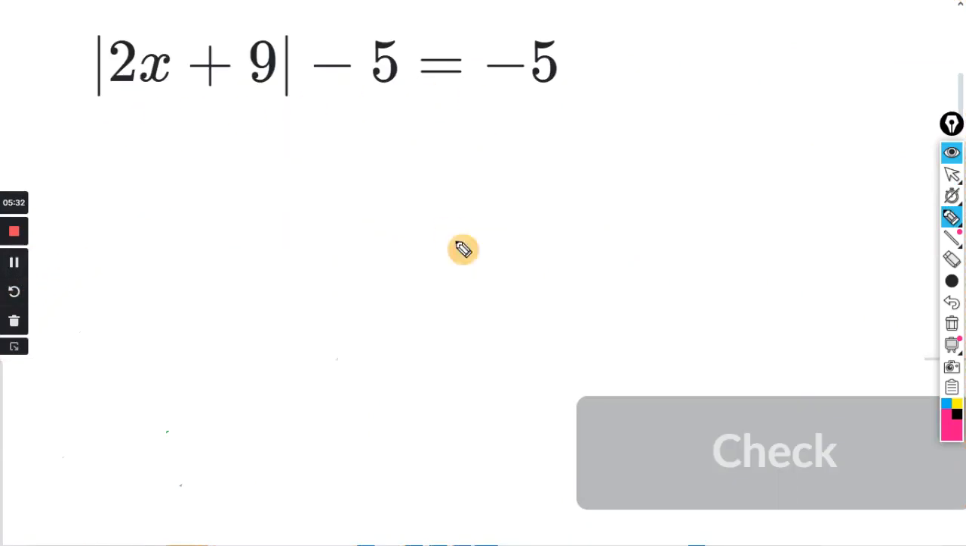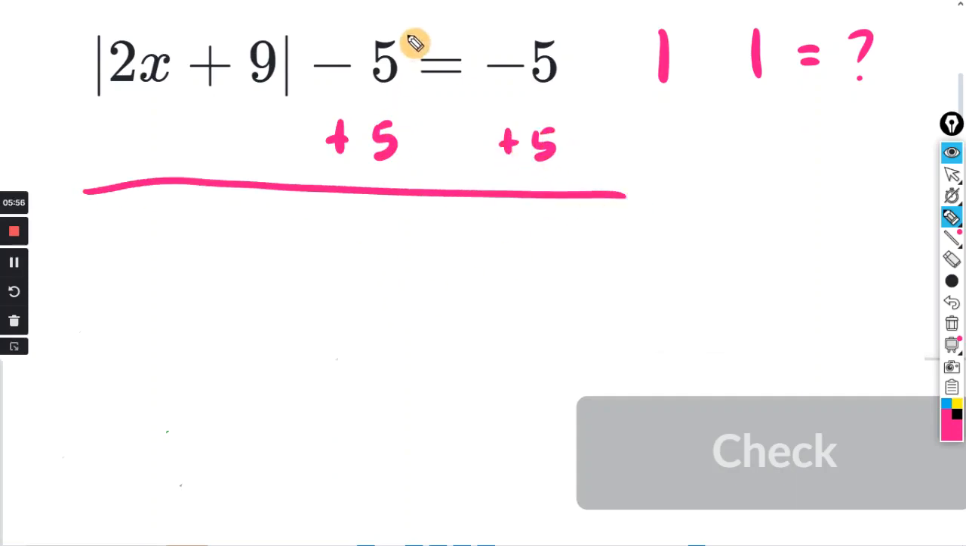All right, so we have this absolute value equation. As always, we want the absolute value on one side by itself, on one side of the equal sign, and then you solve for x. We see we have a minus 5 from the absolute value. The opposite of minus 5 is plus 5. 5 minus 5 is gone, and it's gone here as well.